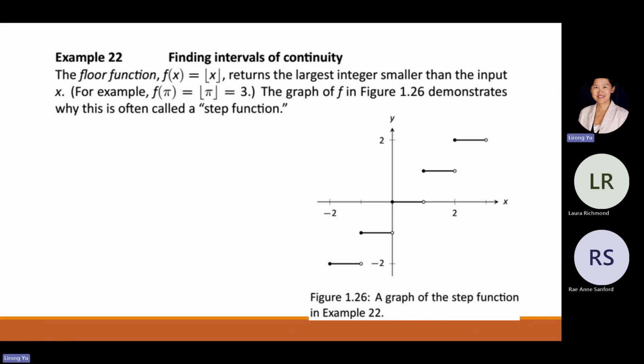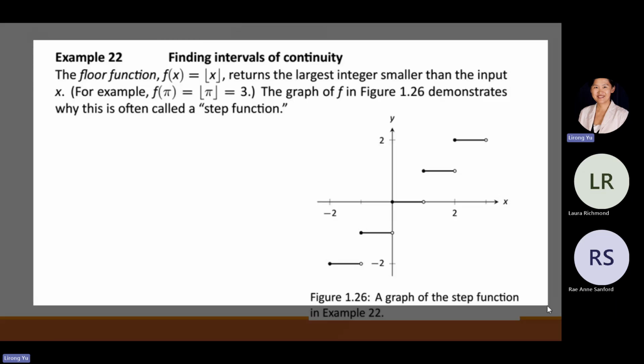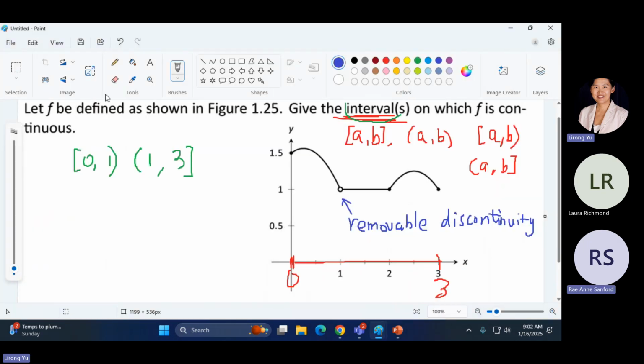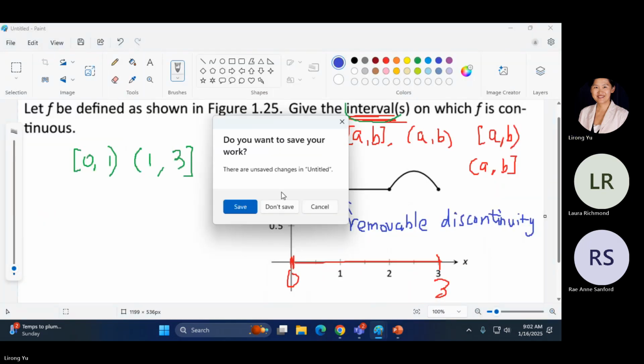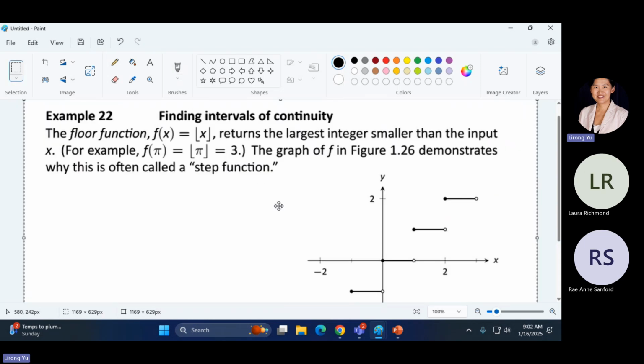Okay. This one, we're trying to find the interval of continuity. We will be having a hard time since there will be infinitely many solutions. So if you want to write out the solution, you may have to figure out a way to represent it. And we can represent it with some omission, or we can write the solution with a formula.